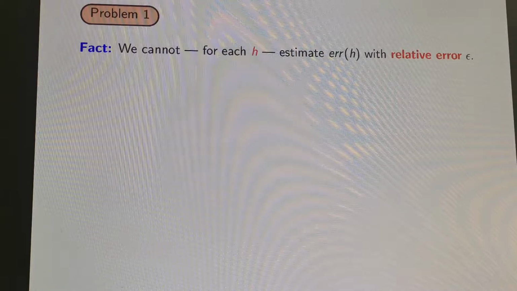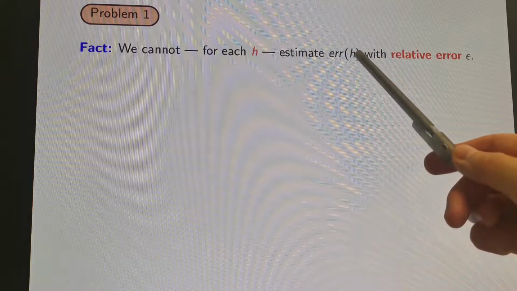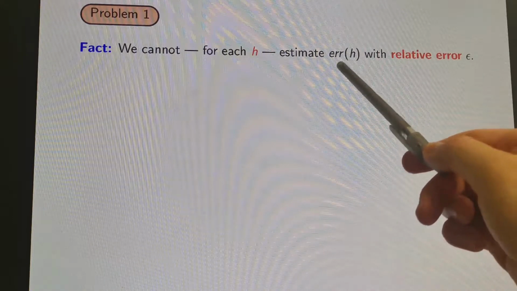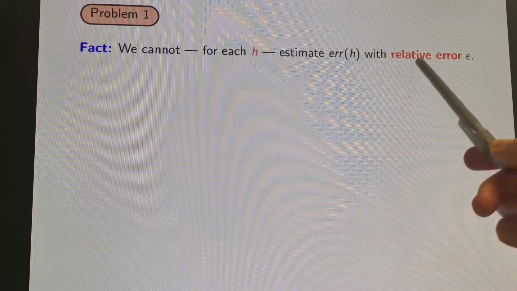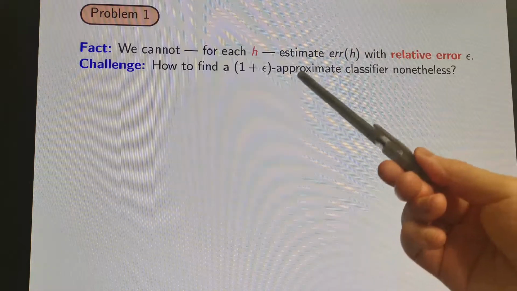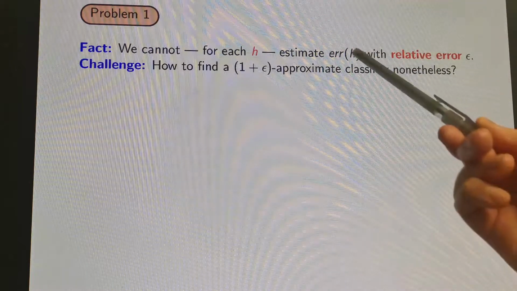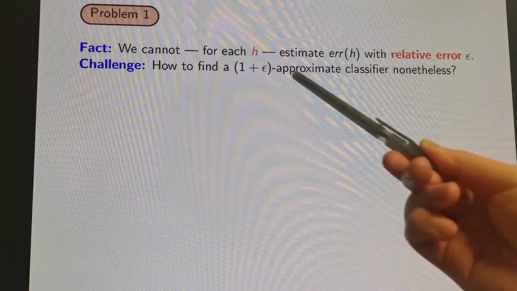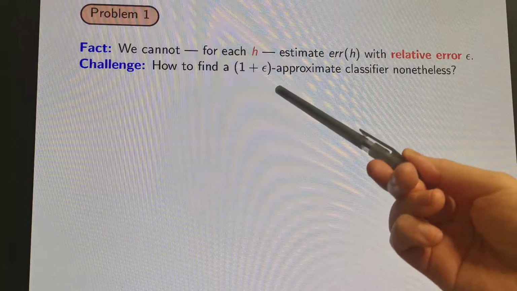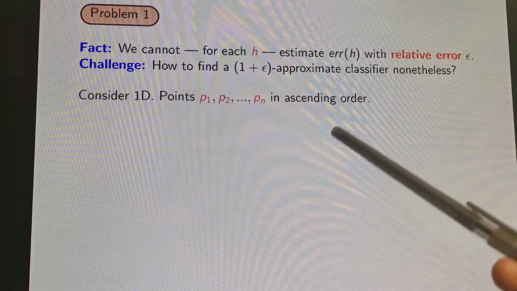One obstacle in this problem is that you should not hope to be able to estimate the error of every classifier up to relative error epsilon. The thing is, you cannot estimate the error of h up to relative error, and you want to have a relative error guarantee. So how to achieve the purpose? That is the challenge.